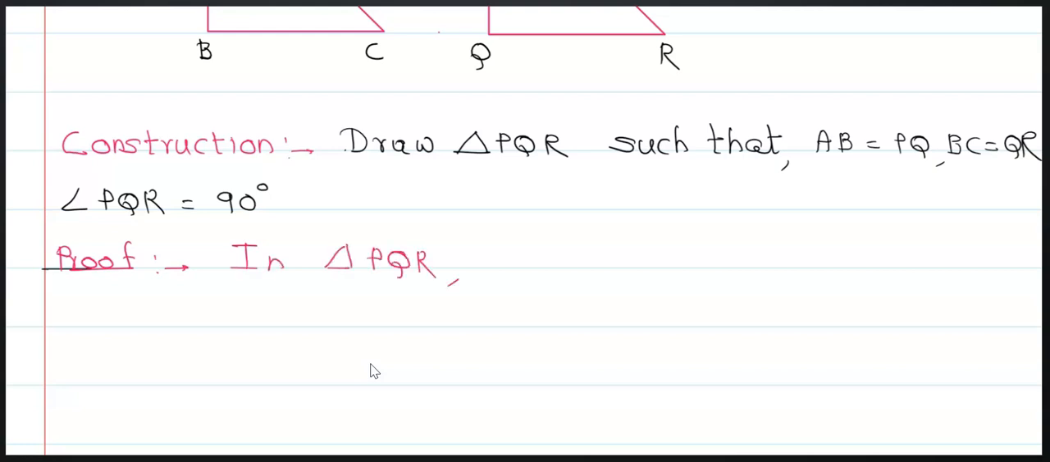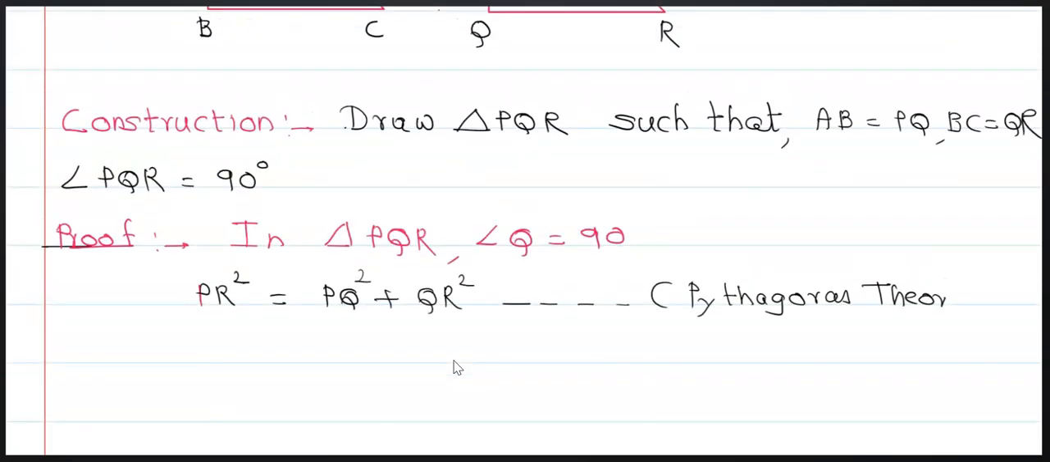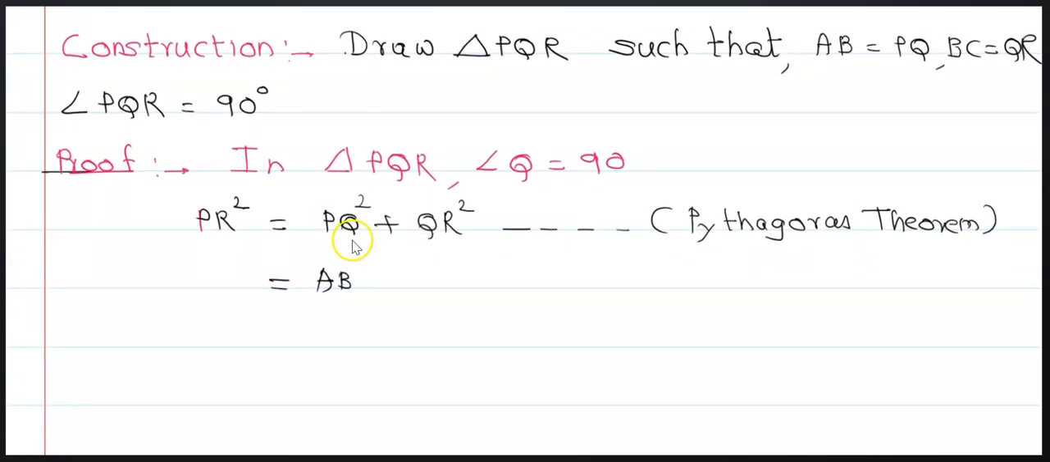Therefore, in triangle PQR, measure of angle Q is 90. Therefore, by the Pythagoras theorem, PR square is equal to PQ square plus QR square. But we know that PQ is equal to AB, QR is BC. Therefore, we will replace here. PQ means AB square.